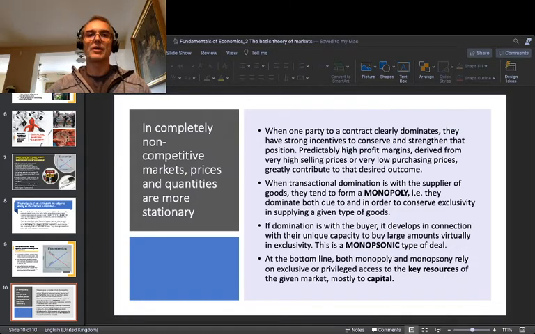we can have either a monopoly or a monopsony. A monopoly is a situation when you have one exclusive supplier of some category of goods, and they build their domination on the fact of being an exclusive supplier, and they tend to further develop into conserving that exclusivity.